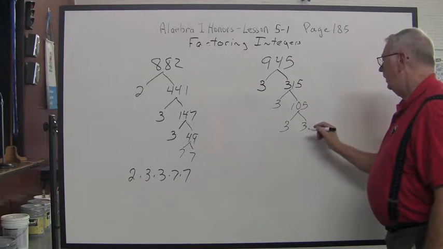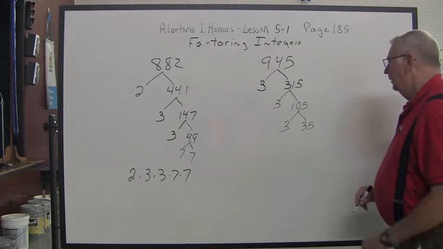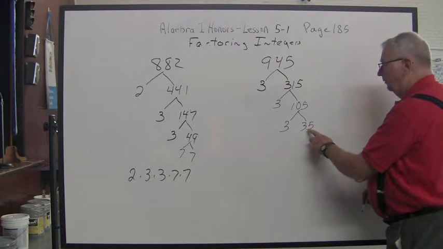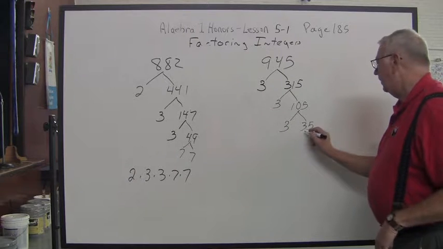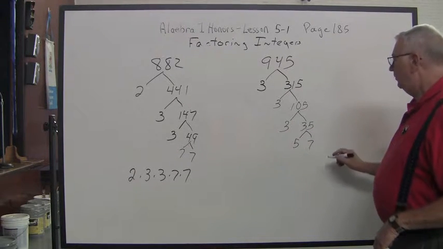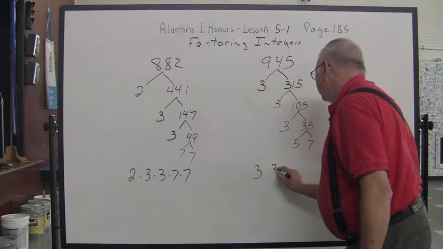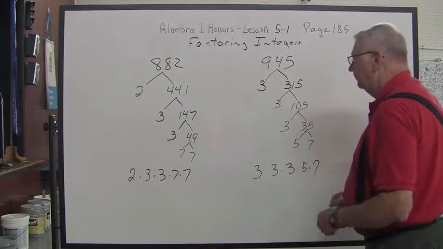3 goes into 10 3 times, carry a 1, 5 times. Look and see some of the digits. 3 plus 5 is 8. 3 is not going to go into that. 4 is not prime. I go to 5, and I have 5 times 7. So now I have all my primes here, 3 times 3 times 3 times 5 times 7.